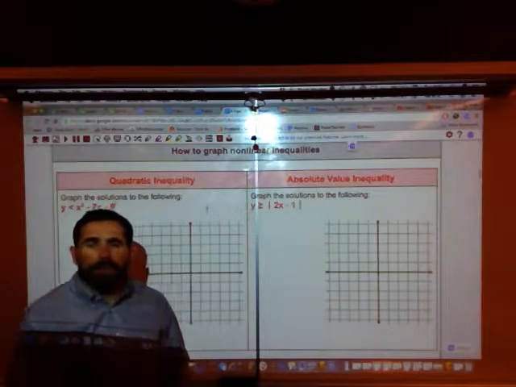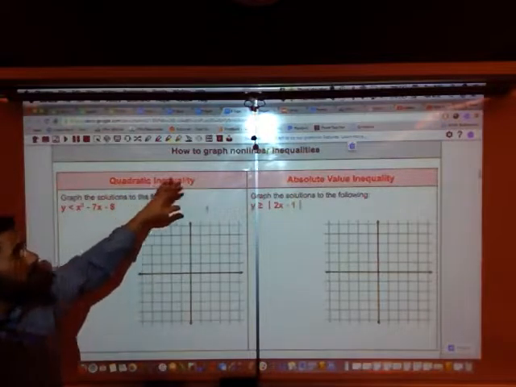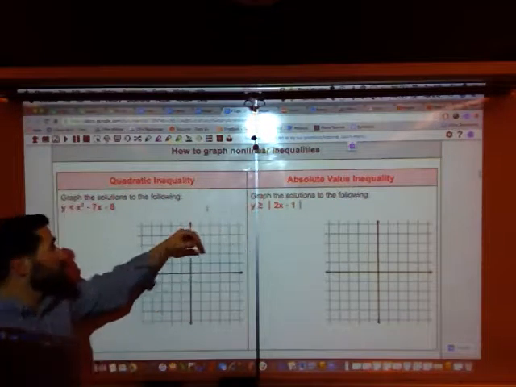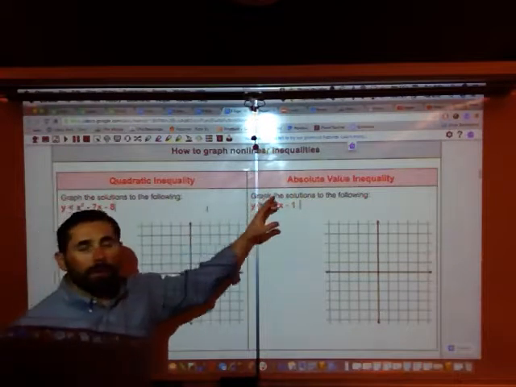Hey, Mr. Hausler here. This is for Chapter 9, Quadratics and Inequalities. How to graph a nonlinear inequality is the focus on this one. We're going to graph a quadratic inequality, and then over here we're going to graph an absolute value inequality.